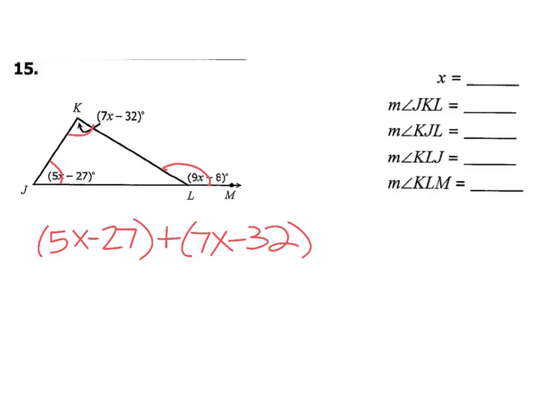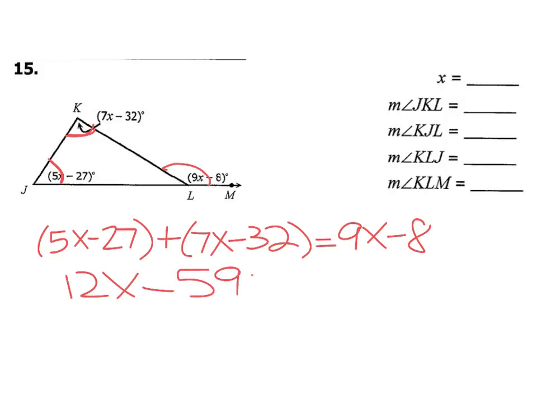So we would say the sum of the two non-adjacent interior angles, this angle plus this angle, is equal to the exterior angle. All right, now it's just an algebraic equation that we need to solve. So we combine like terms. We say 12x minus 59 equals 9x minus 8.